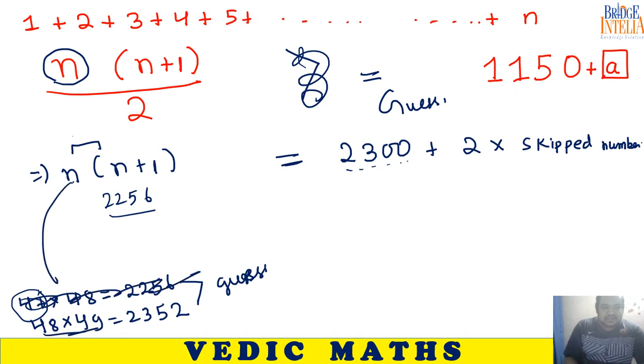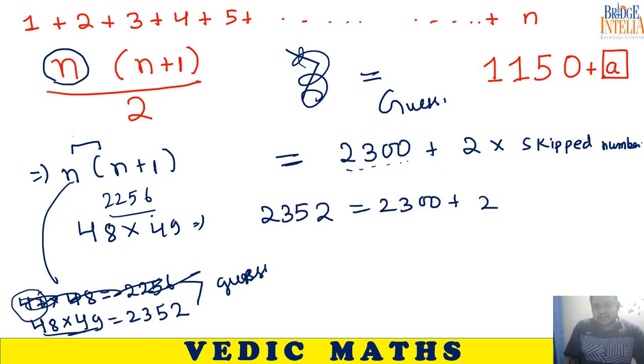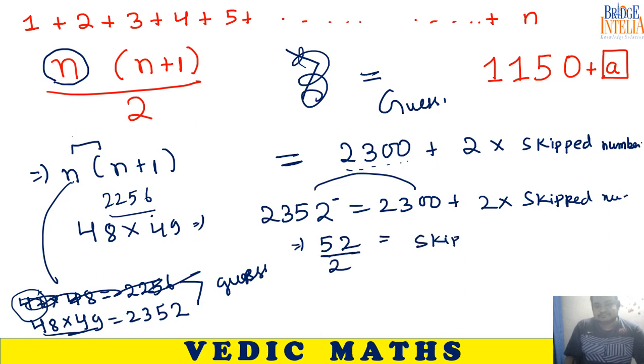So n is equal to 48. So 48 into 49, so that is equal to 2352. So 2352 is equal to 2300 plus 2 into skipped number. So from here you can see that 52, if you bring this 2300 this side and subtract, so 52 divided by 2 is equal to skipped number, the number that he forgot to add, that is equal to 52 by 2, that is equal to 26.